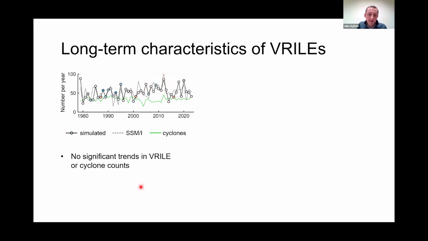Here, the interesting thing is that you might expect there to be an increasing trend in these virile events because the sea ice is becoming more vulnerable, it's becoming more marginal. But there's not really any evidence of that in either the observations or the model. And there's also no real evidence of any increasing trend in the cyclone counts either.